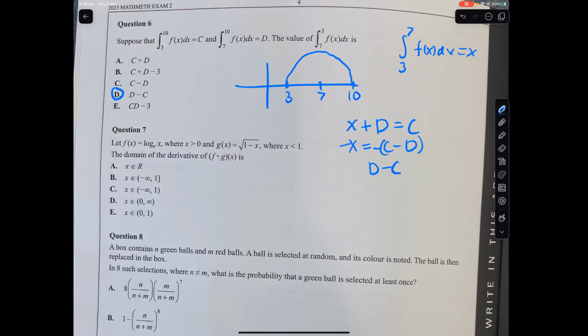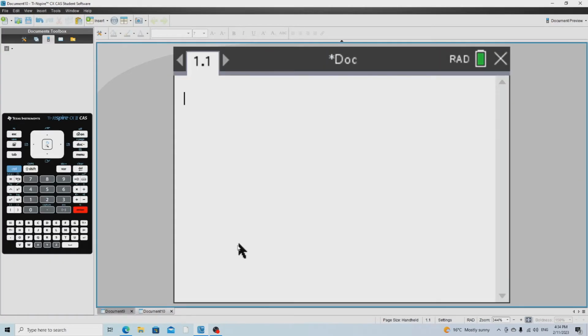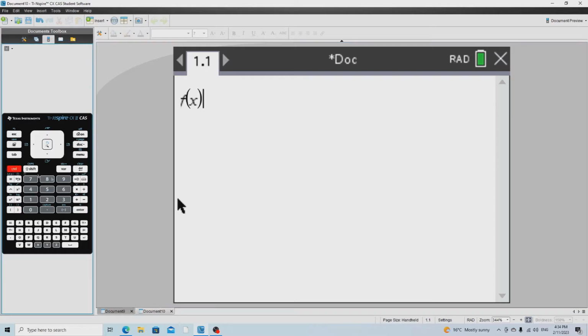Yeah, so 6D. Let f of x be this, where x is greater than 0, and g of x be this, where x is less than 1. The domain of the derivative of this is what? So what I would do is let's just define them on our calculator. So let's press control N. So f of x is natural log of x. G of x is square root of 1 minus x.